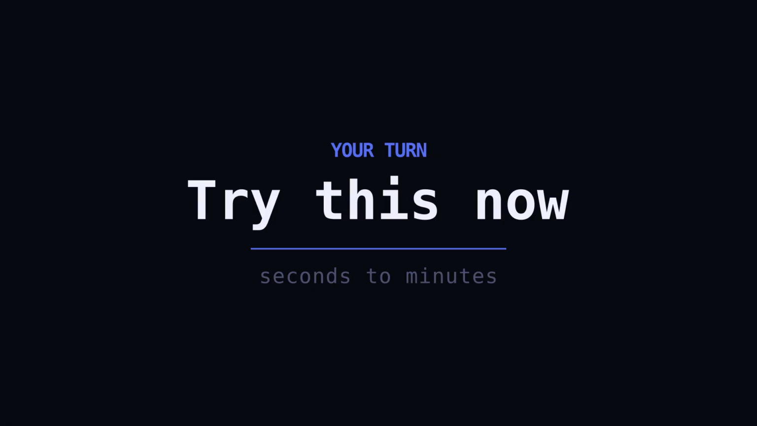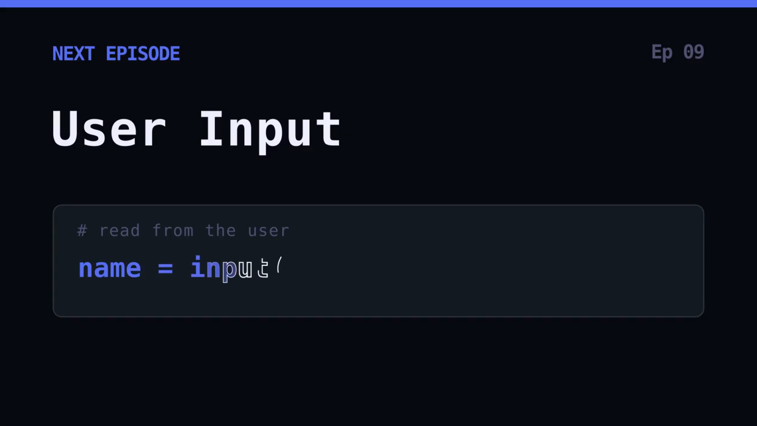Predict both first. Next, your programs start listening. We read what the user types with input and hit that string versus number trap.